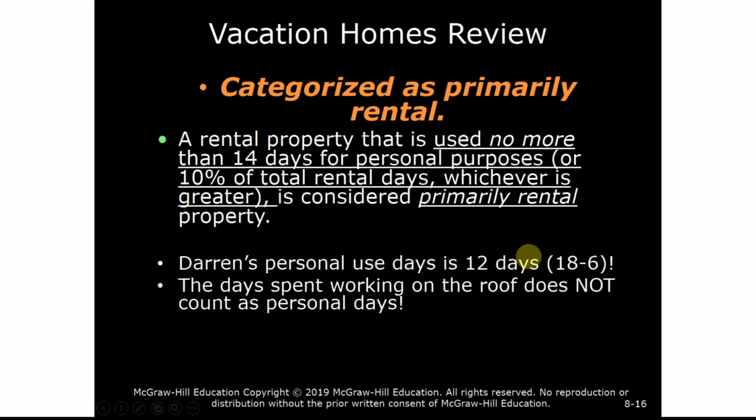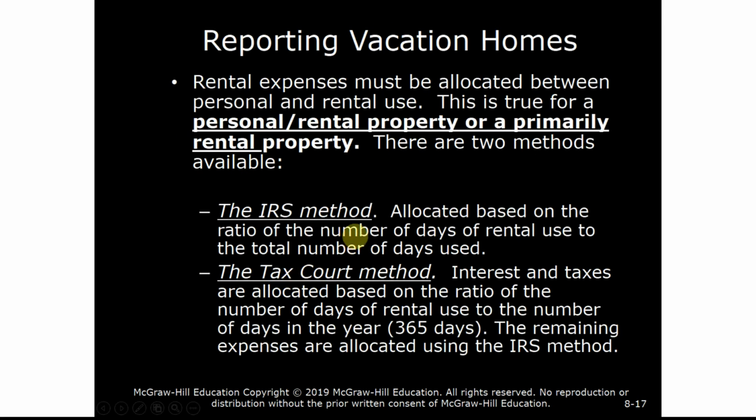So even if you go up to your vacation home and the children play on the beach and they're using the home, but the taxpayer is busy repairing the home, then those days spent repairing do not count as personal use. So there are a couple of ways to allocate these shared expenses between personal and rental of property. That's either personal rental or primarily rental.